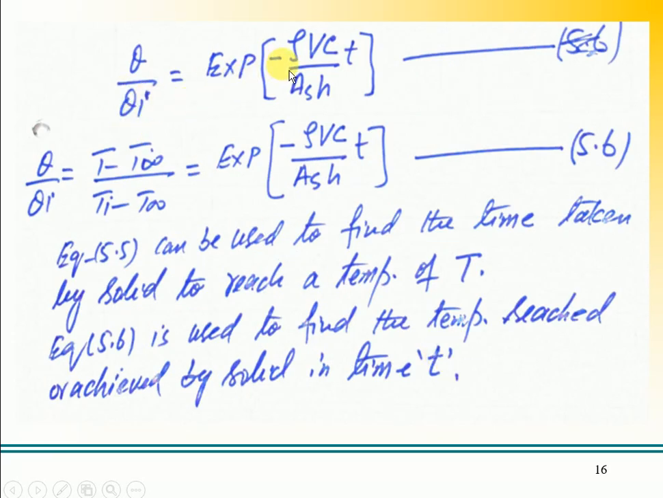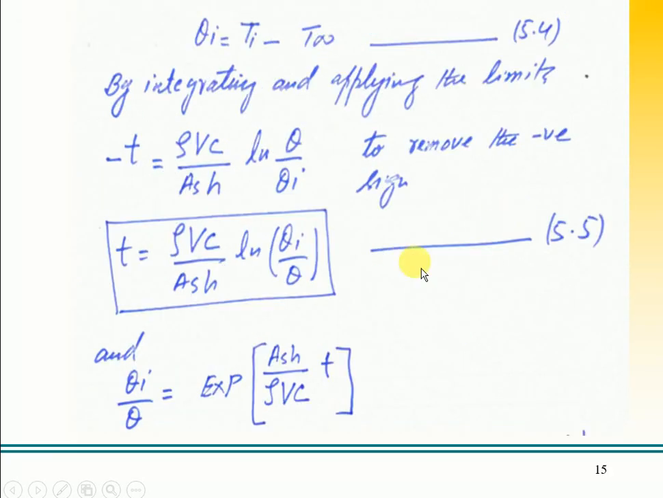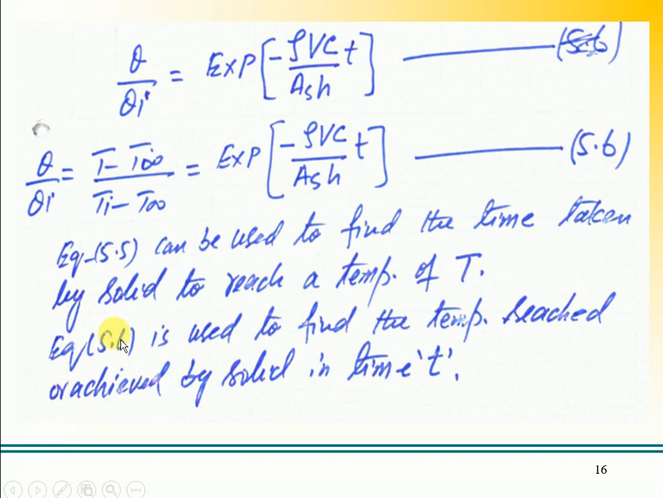Or θ by θi is equal to exponent minus, because if you change this one, then this becomes minus hAs t over ρVc. So θ by θi, that is (T minus T infinity) over (Ti minus T infinity), is equal to exp(minus hAs t over ρVc). Now this is equation number 5. This equation can be used to find the time taken to cool, right?